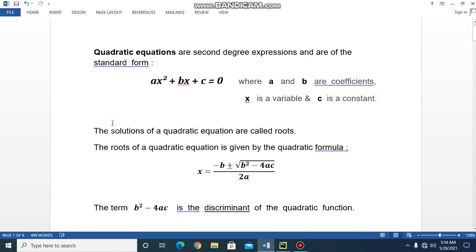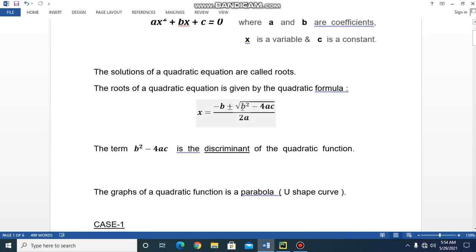A quadratic equation is a polynomial of second degree, meaning it contains at least one square term, that is a term with power 2. This is the standard form of the quadratic equation: ax square plus bx plus c equal to 0, where x is the variable, a is the coefficient of x square, b is the coefficient of x, and c is the constant term. Now the values of x that make this equation true are called the solutions or roots or zeros of this equation.